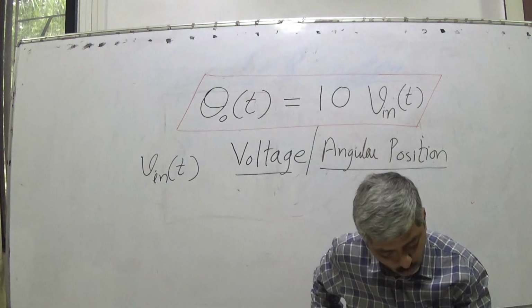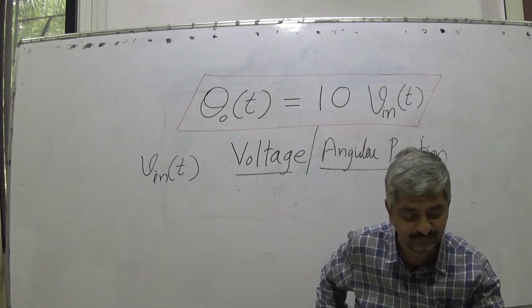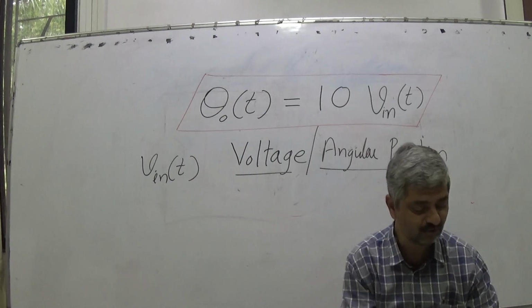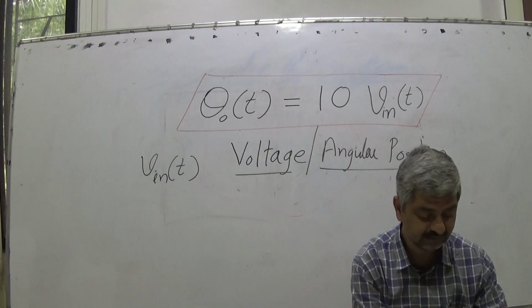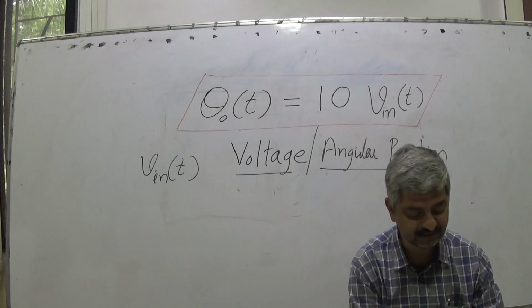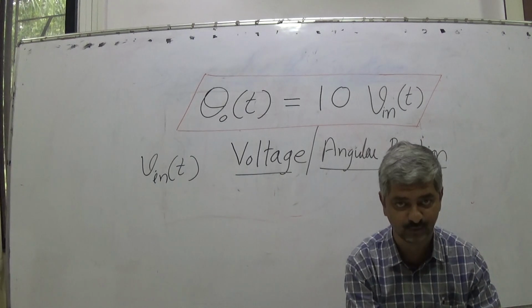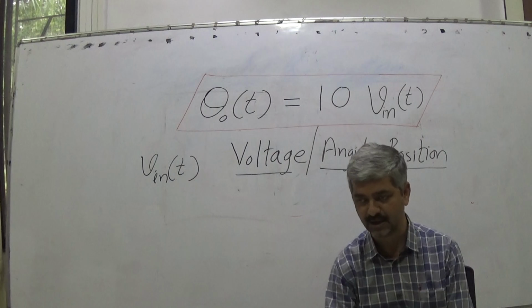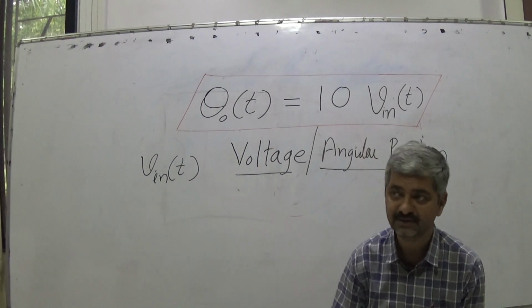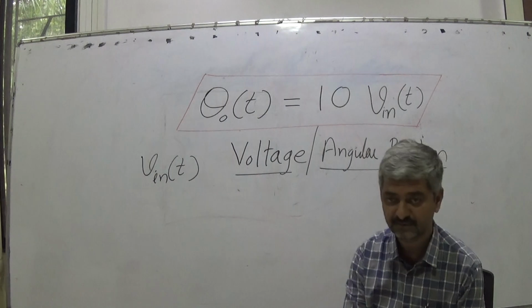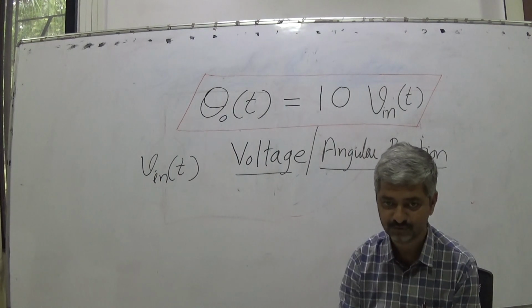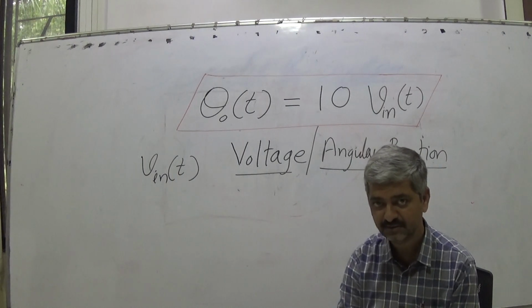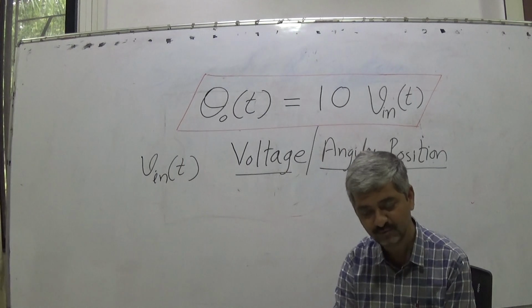Whether theta OT is equal to 10 V in T is a correct equation of the system, or there is some fundamental change. I am not talking of accuracy. So the answer need not be focused around the exactness of the multiplier 10. It is a very fundamental question. So you can pause the video, think on it, and then you can resume the video.